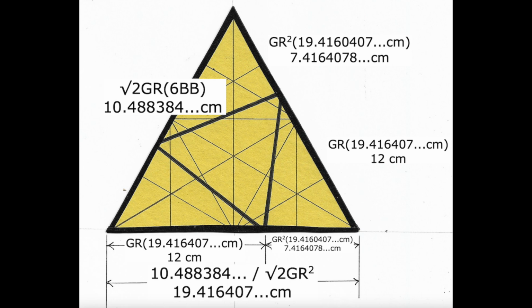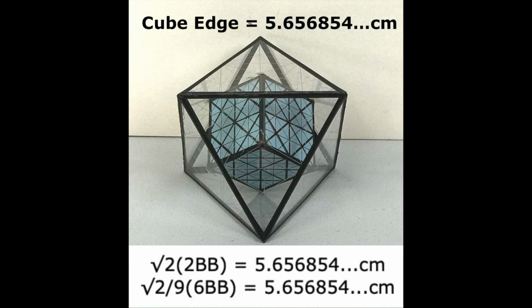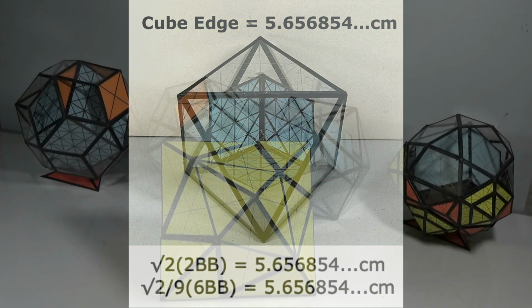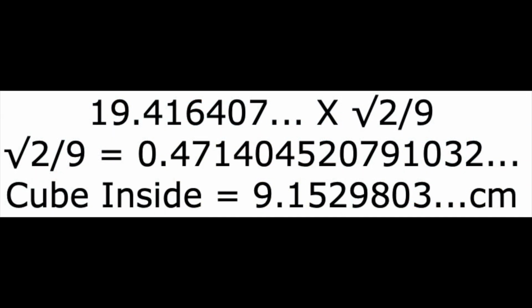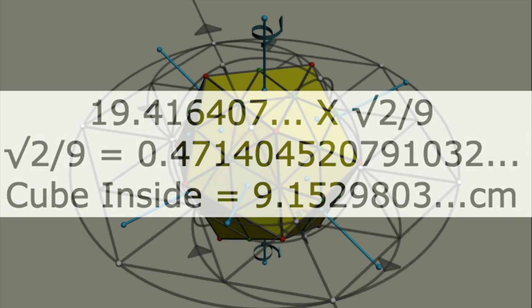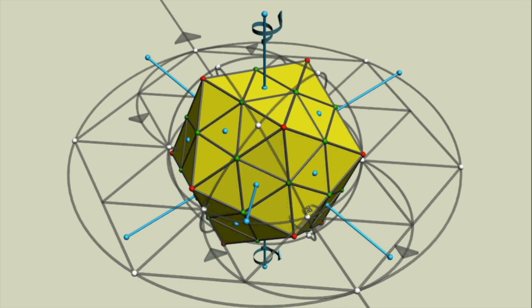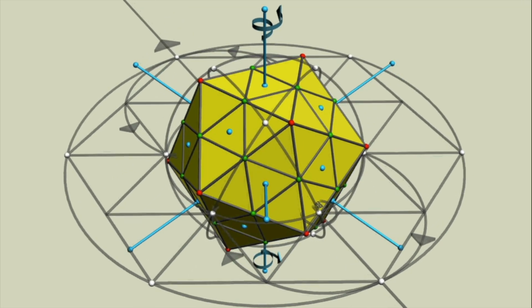19.41... We know from the previous video that the numerical constant that fits a cube inside an octa is the square root of 2/9. If you multiply the edge of the large octa by the square root of 2/9, you get a cube edge of 9.15... The bubble family has 20 blue directions radiating out from the center.